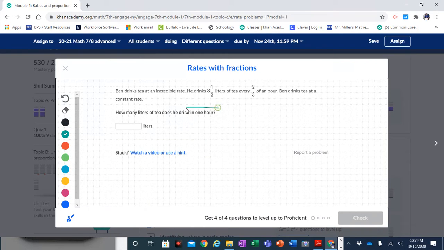So again, whenever you want one of something, that goes on the bottom. So this would be liters divided by hours, because anytime you want one of something, that always goes on the bottom. So in this situation, we're going to have to do 3.5 divided by 2/3. So again, 3.5, 2 times 3 is 6, plus 1 is 7.